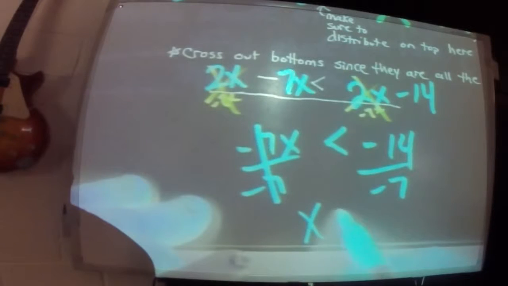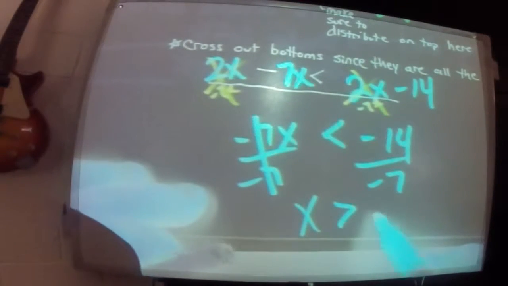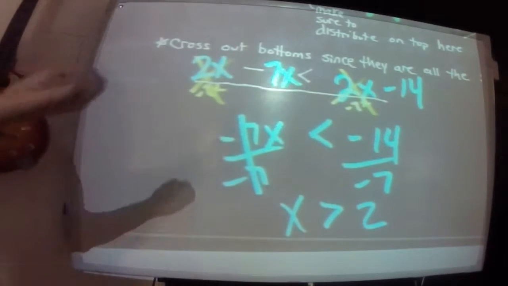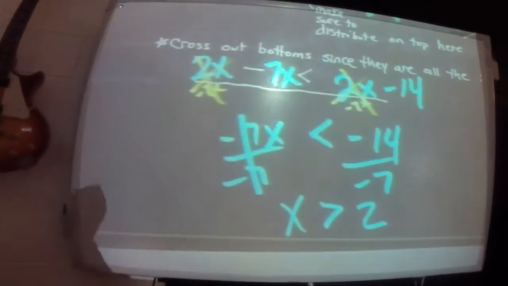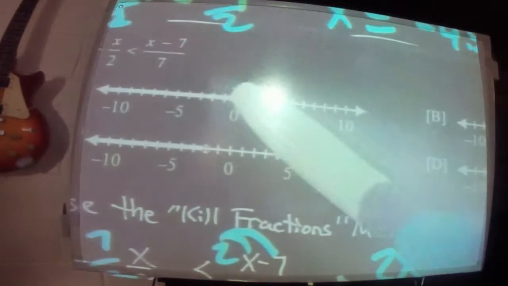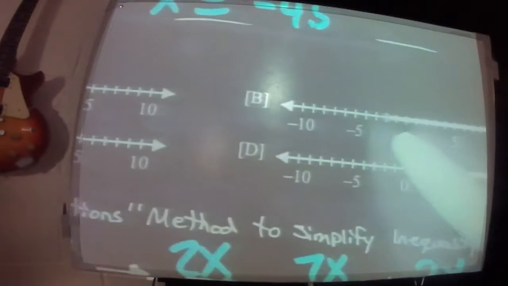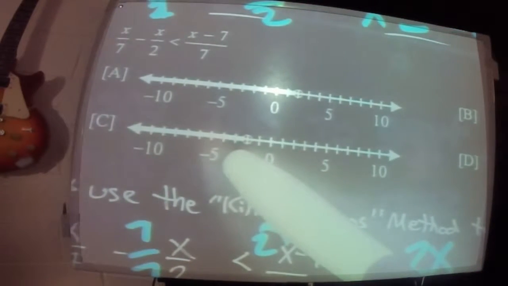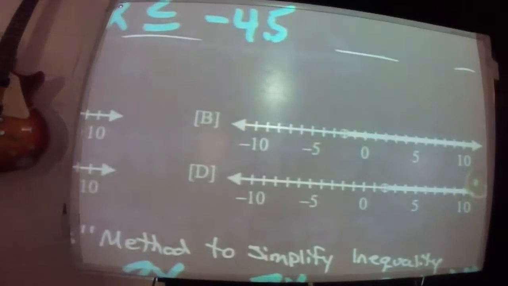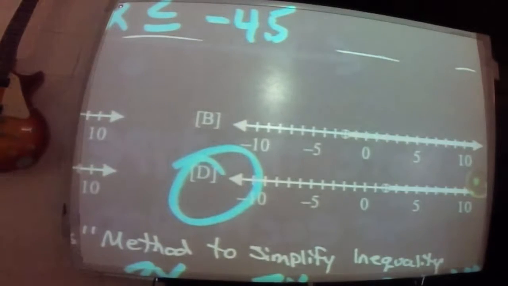And now x is greater than what? 2. I want a dot at 2, but what dot do I want? Open. Open, and then which way will I go? Right. So I want an open dot at 2, and I want to go to the right. Here's an open dot at 2, going to the right. All right, compound inequalities.